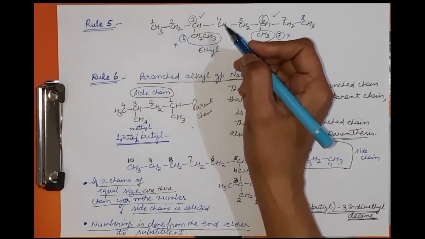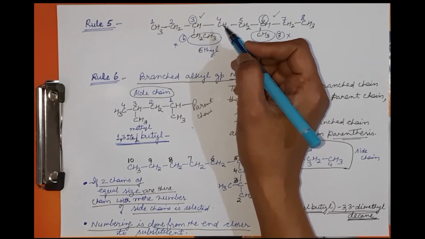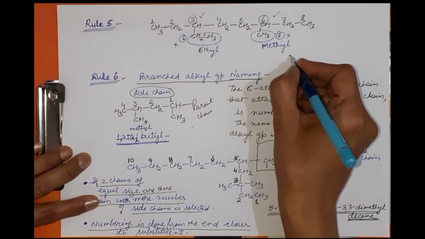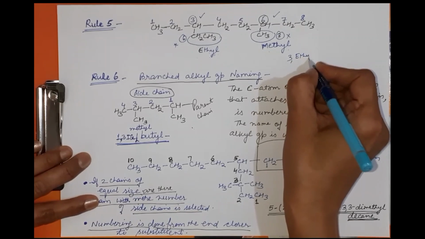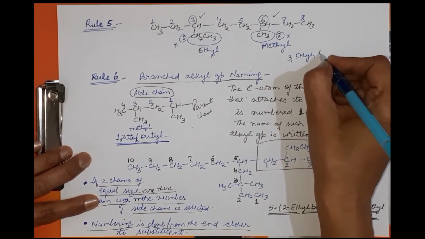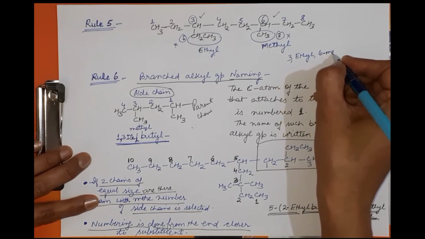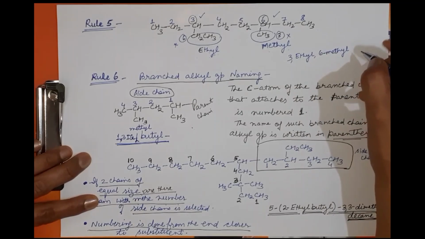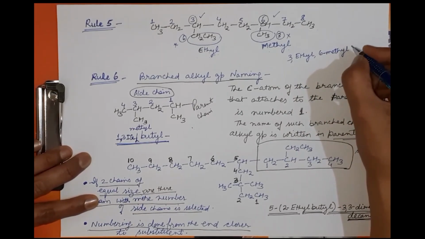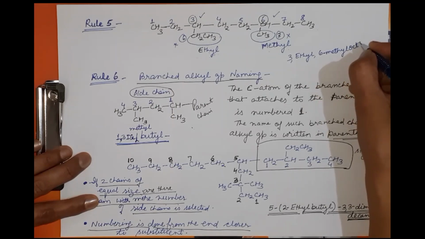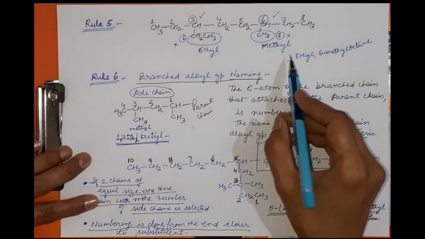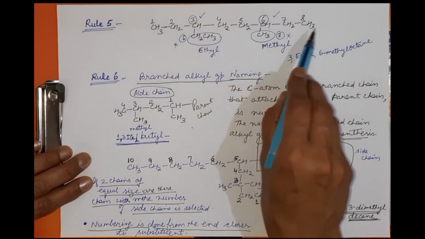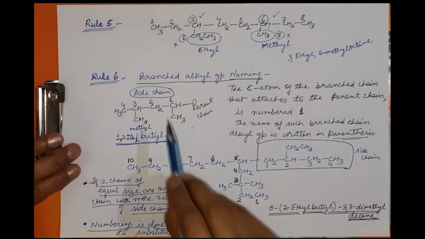So what will be the name of this compound? The name will be 3-ethyl, 6-methyl. 8 carbons are there, so for 8 carbons what we will write, octane. 3-ethyl-6-methyl octane. So this will be the name of this compound.